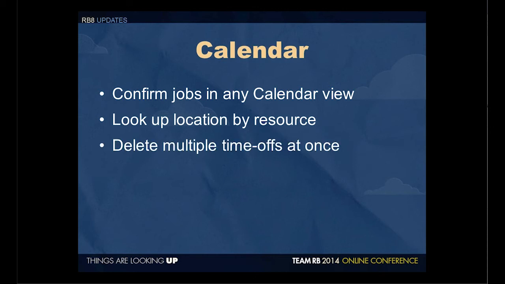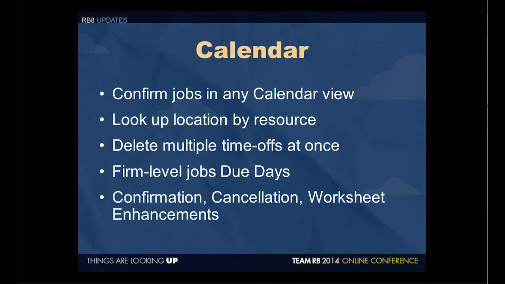Delete multiple time offs at once. In the current version of the system, you have to delete time offs one at a time. Now you'll be able to select multiple dates that have time off added and remove them all at once. Firm level job due days. Each firm now has their own due days field. That means you can specify at the firm level how many days each firm's jobs are due to be turned in by. If you leave the firm due days set to 0, RB8 will use the default number of days set up in the business units. Confirm, cancellation, and resource worksheet enhancements.